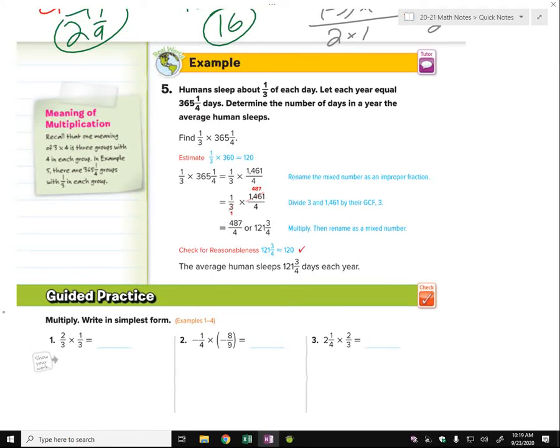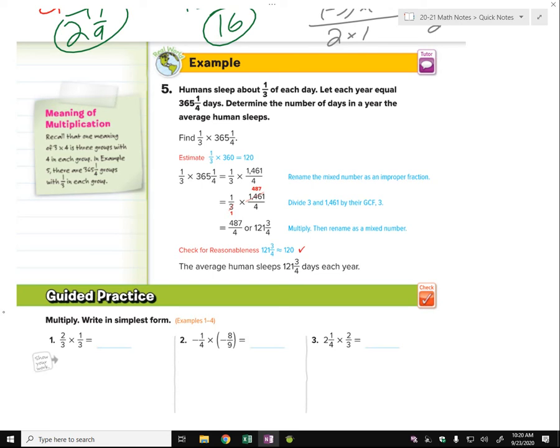Let each year equal 365 and a quarter days. It says a quarter days because we don't have exactly 24 hours in a day. That's why we have a leap year every 4 years. Determine the number of days in the year the average human sleeps. So we have 1/3, and we're multiplying it by 365 and a quarter.